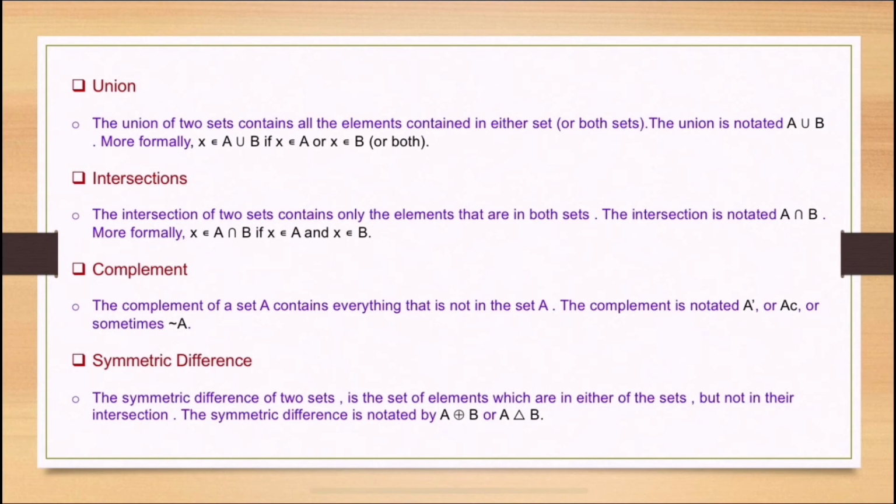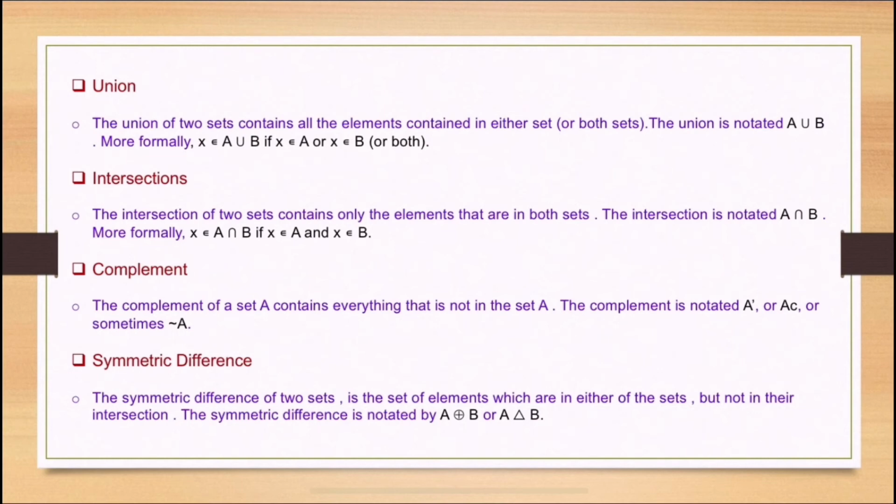First, union. The union of two sets contains all the elements contained in either set or both sets. The union is notated A union B. For intersection, the intersection of two sets contains only the elements that are in both sets. The intersection is notated A intersection B.